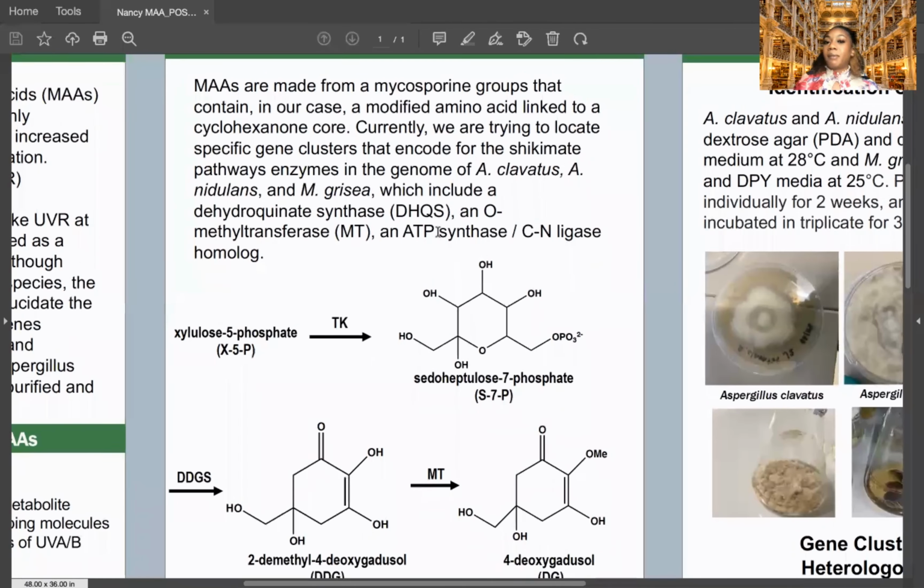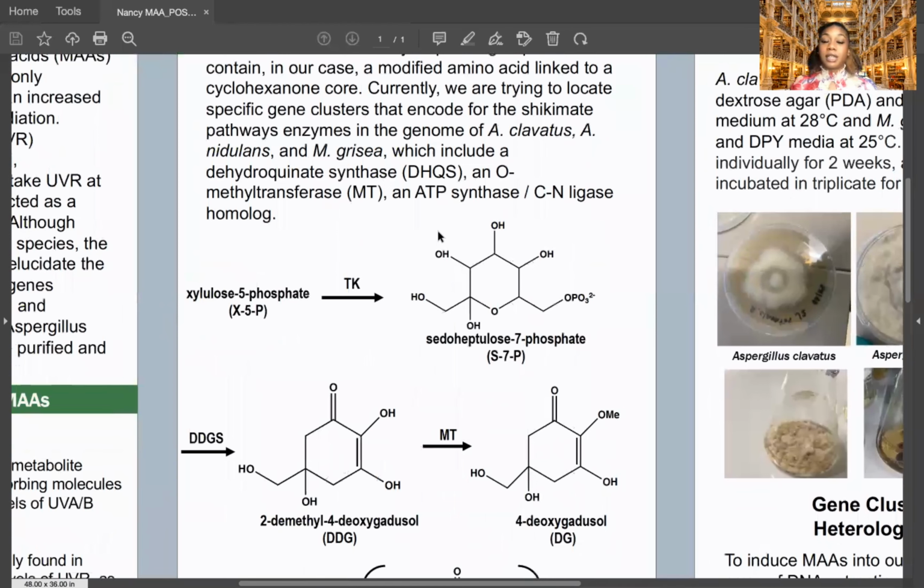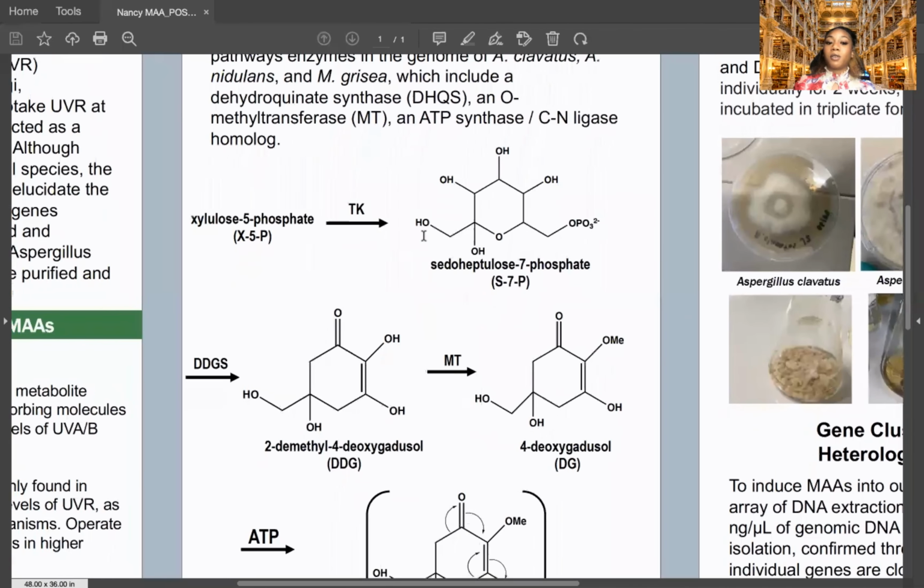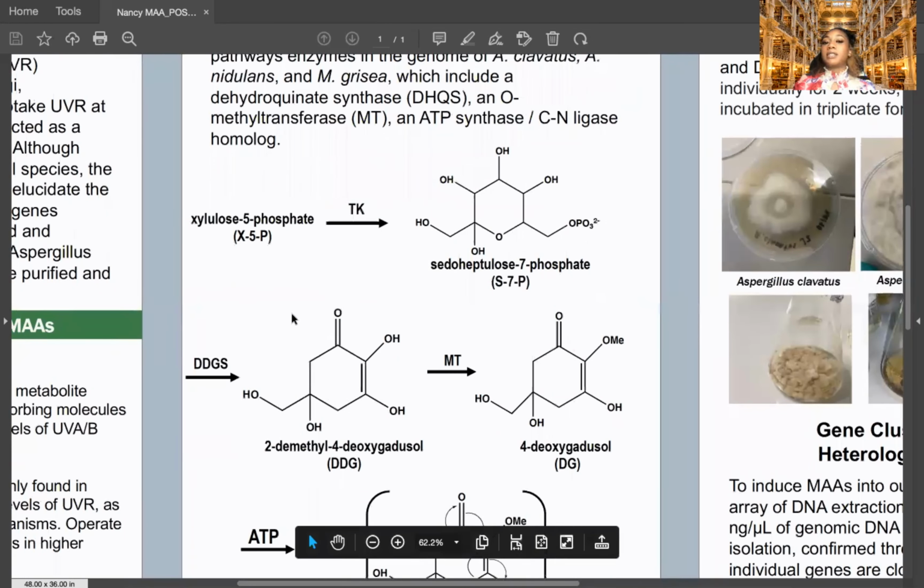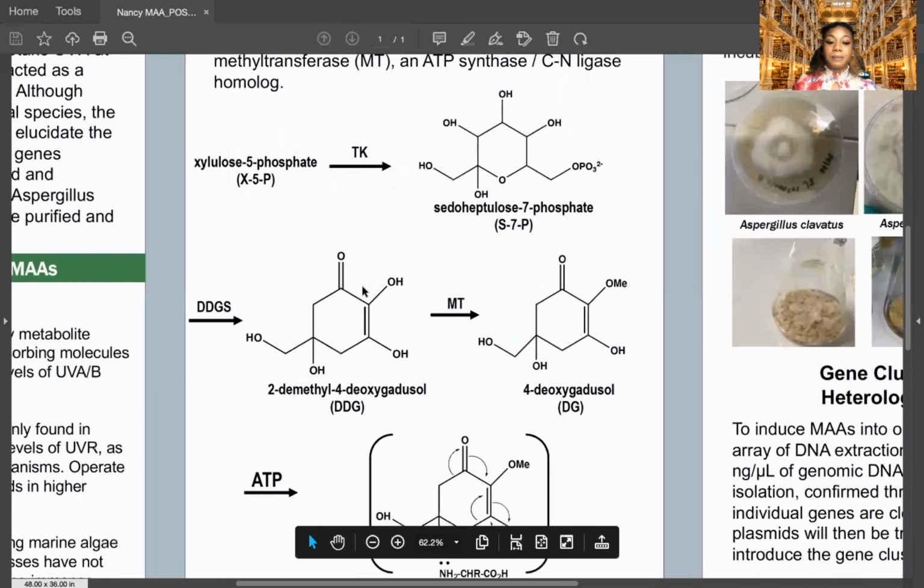Currently, the pathway for MAAs that is used in literature is associated with E. coli, which obviously is not a fungus. And so we are unsure if the xylulose 5-phosphate using transaldolase to create sedoheptulose 7-phosphate is correct. However, we do know now that the DDGS, as I said before, the deoxydiglycosyl synthase, has been replaced with a dehydroquinate synthase to create the 2-demethyl-4-deoxygadusol, which is the main molecule that is responsible for creating our mycosporine-like amino acid.